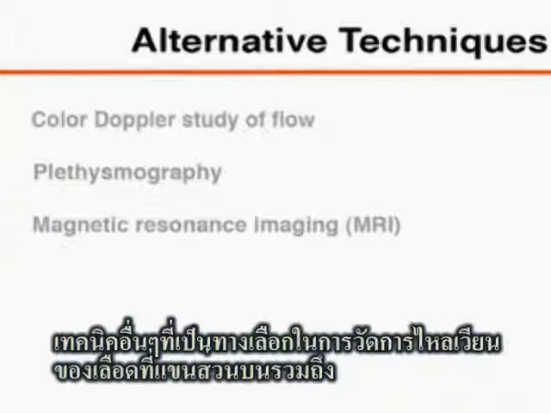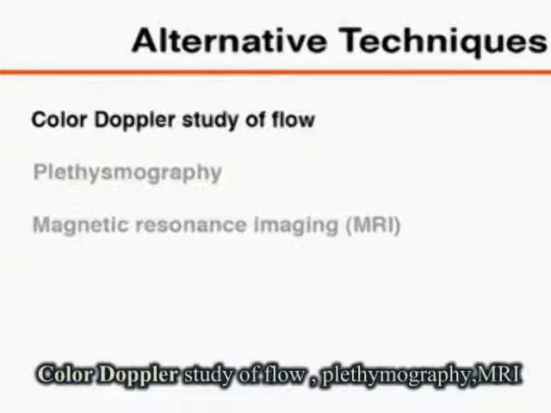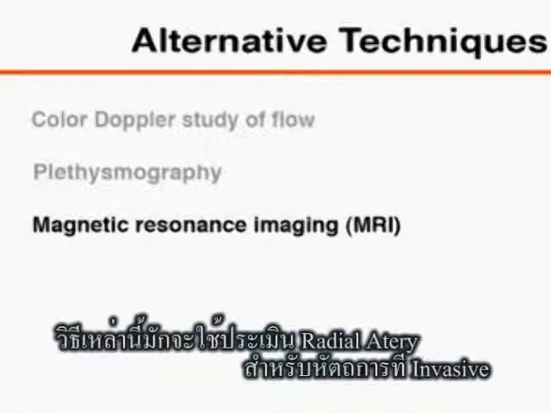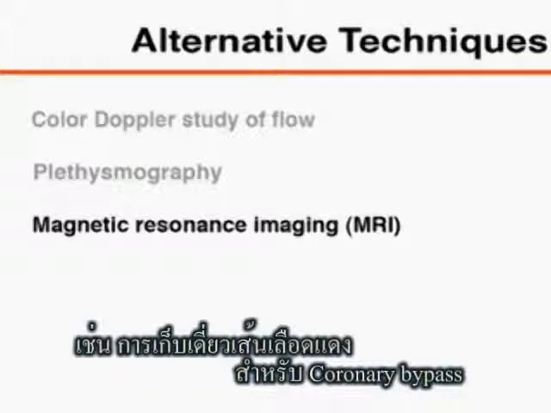Alternative techniques that can be used to measure collateral circulation of the forearm include color Doppler flow study, plethysmography, and MRI. These methods are more often used when assessing the radial artery for more invasive procedures such as arterial harvesting for coronary bypass.